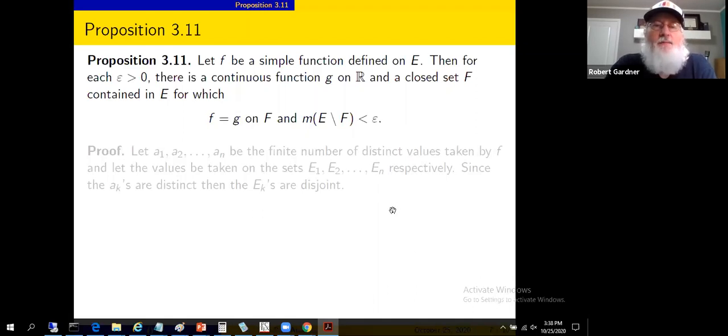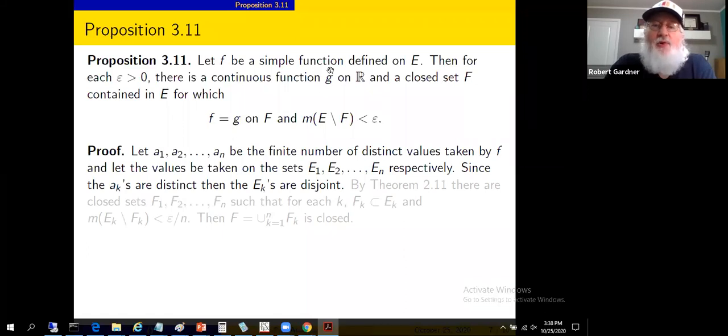All right. Well, if we've got a simple function, by definition, that was a measurable function that took on a finite number of values. Let A1 through A sub n be the distinct values that the function takes on, and let E1 through E sub n be the sets on which the function takes those values. On set E1, the simple function has the value A1. On set E2, the simple function has the value A2, and so forth. Since the A sub k's were distinct, these will be disjoint sets, the E1 through E sub n.